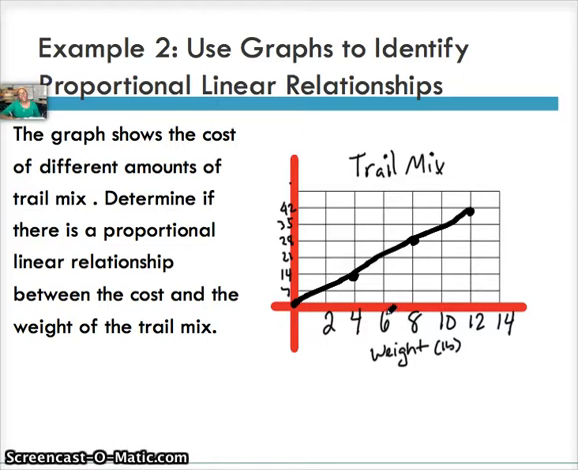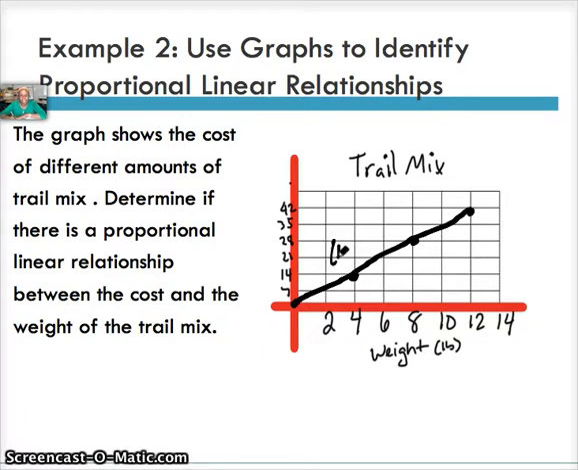So the graph shows the cost of different amounts of trail mix. Determine if there is a proportional linear relationship between the cost and the weight of the trail mix. So in determining whether or not we have a proportional relationship, what we need to do is see if the ordered pairs that we can see here will create a constant relationship. So what am I talking about? I will tell you, darling.